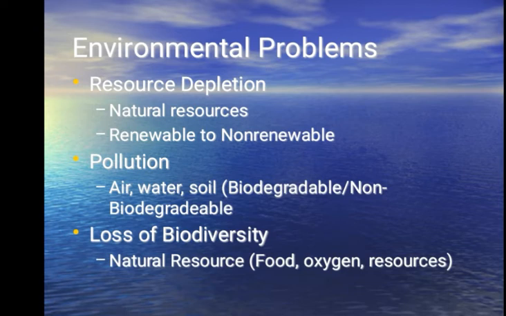Environmental problems are resource depletion, air and water pollution, biodegradable and non-biodegradable substances getting deposited in the soil, and loss of biodiversity. Natural resources are losing their biodiversity. In the sense, biodiversity means different kinds of animals and different kinds of plants. This is called biodiversity, but we are losing it because so many species are becoming extinct.